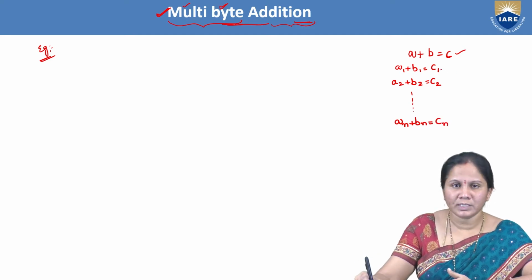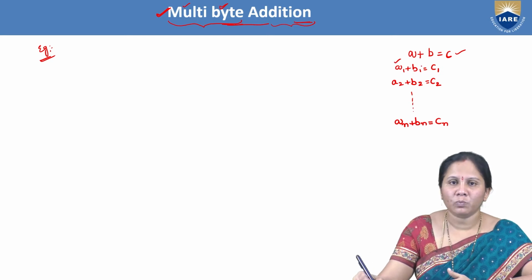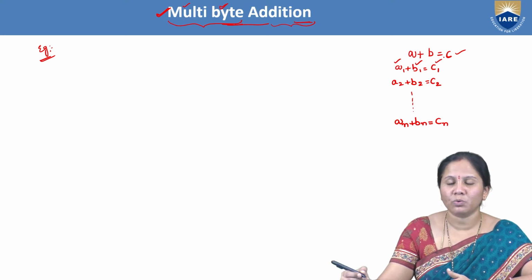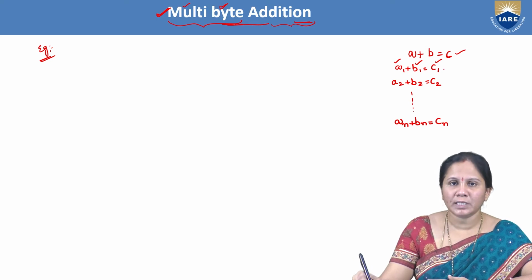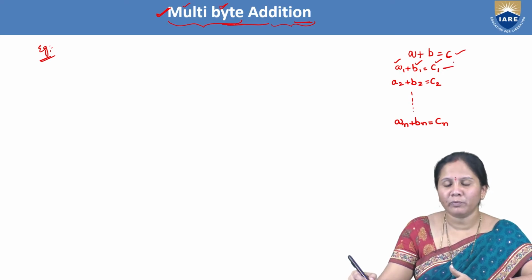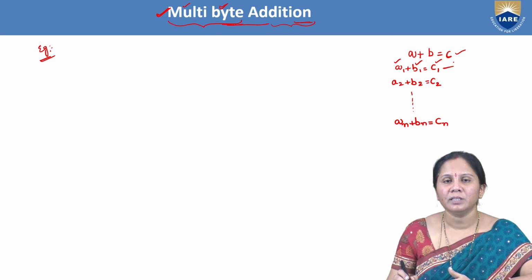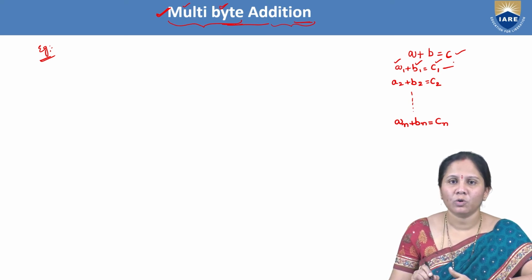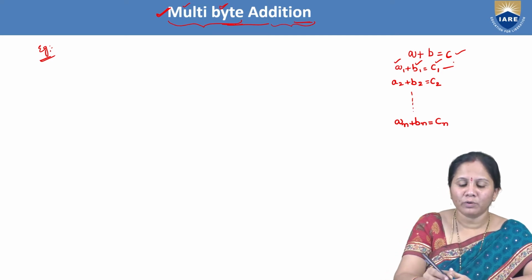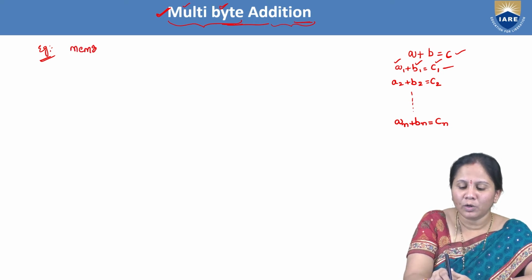To perform this, A1 should be kept in one register, B1 should be kept in another register, and after addition, the result should be stored in another register. So to perform the addition operation for a single input, 3 registers are required. If we want to perform the addition for multiple inputs, more registers are required. But the 8086 microprocessor has fewer registers, so it is not possible to write the program for multi-byte addition using registers. So we have to use the memory location.